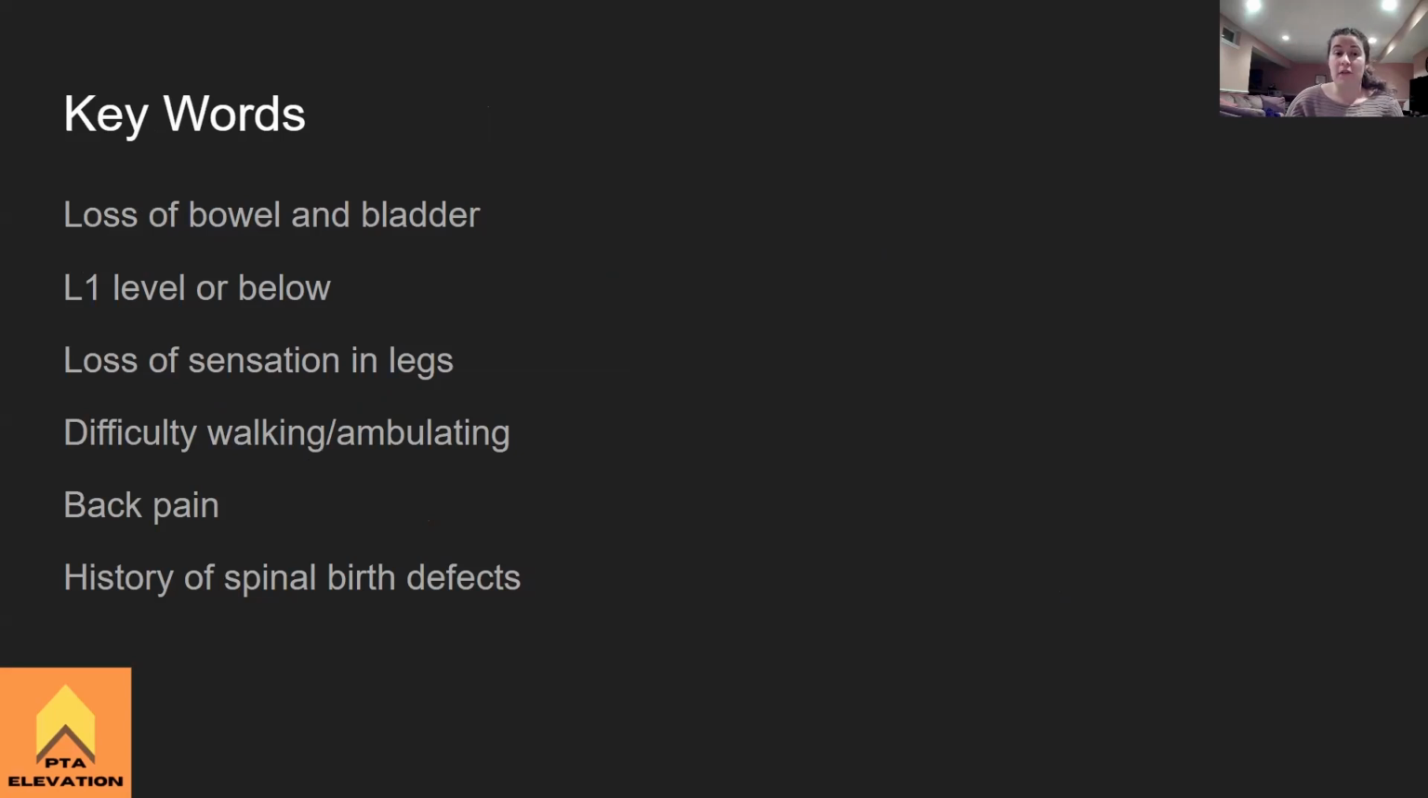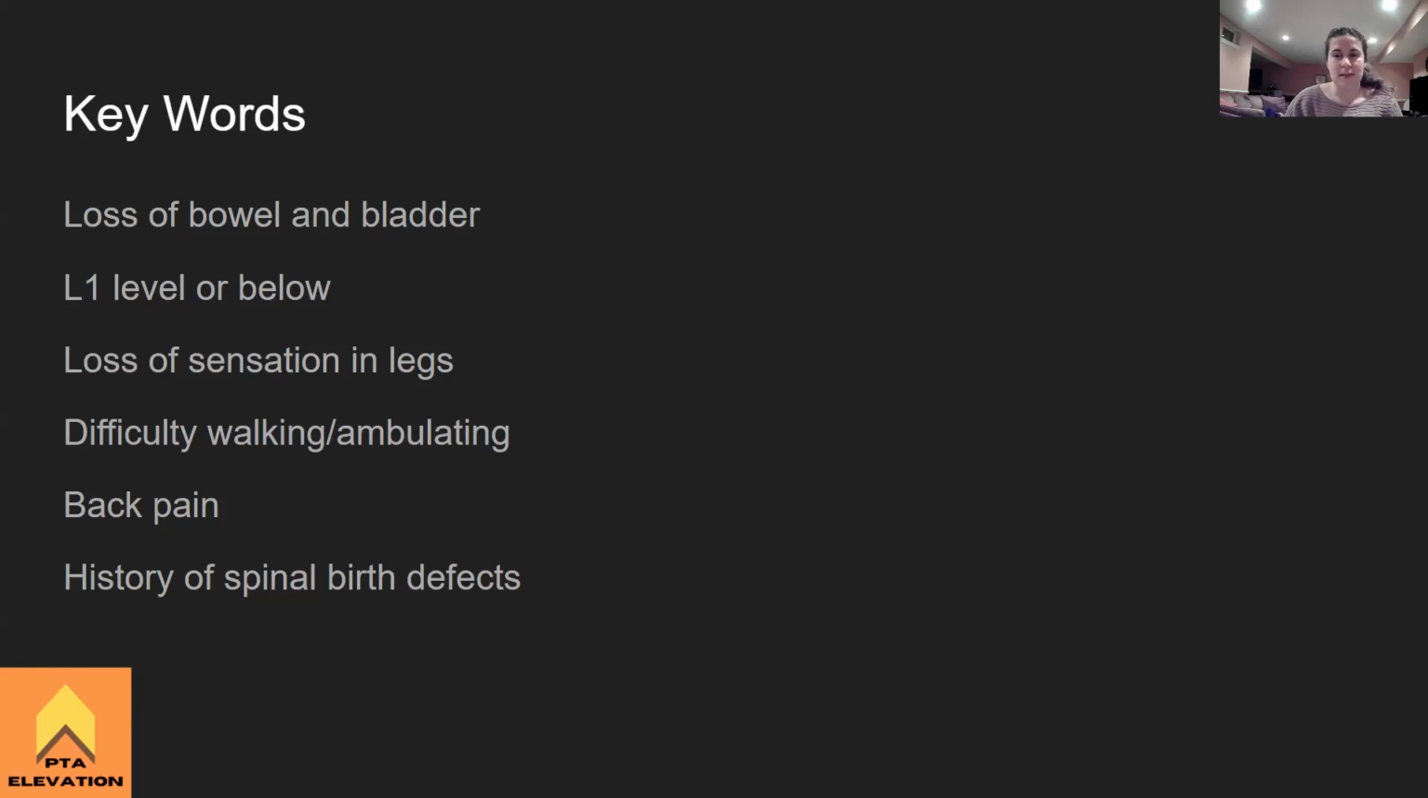The L1 level or below. So remember, that's where the conus medullaris ends, and then it becomes the Cauda equina. So understanding that if a nerve is compressed at the L1 level or below, that would be Cauda equina syndrome if it's falling under the category of all the other signs and symptoms that we're looking at. Loss of sensation in the legs.